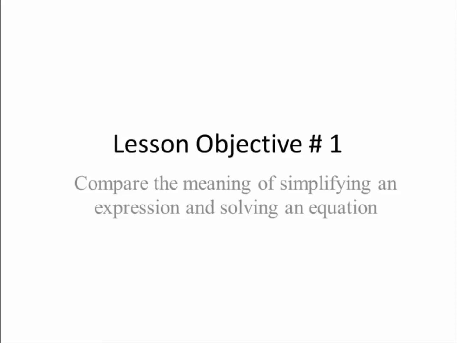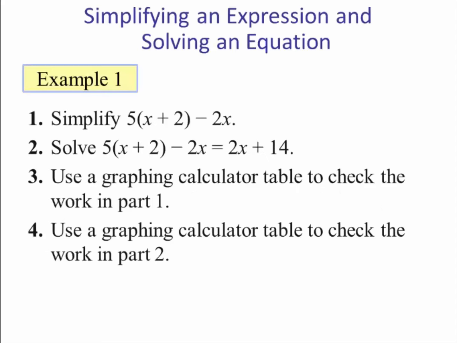Lesson objective. Example 1. Number 1, we're going to simplify this expression: 5 times the quantity x plus 2 minus 2x. Number 2, we're going to solve the equation because this has an equal sign: 5 times the quantity x plus 2 minus 2x equals 2x plus 14. Number 3, we're going to use a graphing calculator table to check the work in part 1. And number 4, we're going to use the graphing calculator table to check the work in part 2.